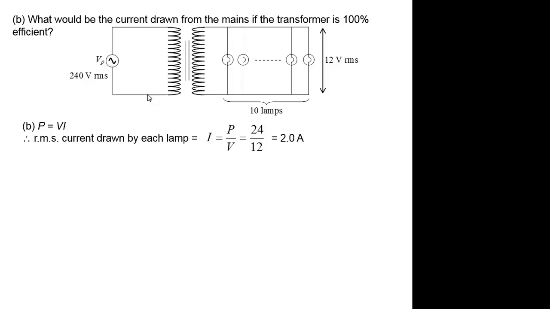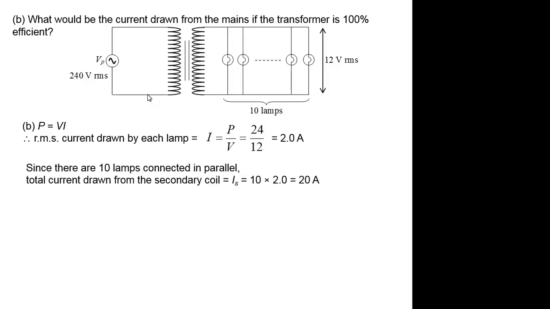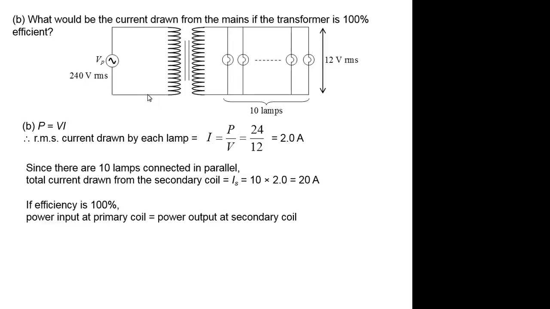Current per lamp is 2 amperes. You have 10 lamps, so total is 20 amperes. So if 100% efficient, the power in the primary coil, which you don't know, depends on the power in the secondary coil. So 20 times 12 volts, boom. You can find 240 watts as a power. And since the voltage across the primary side is 240 volts, your current is 1 ampere.